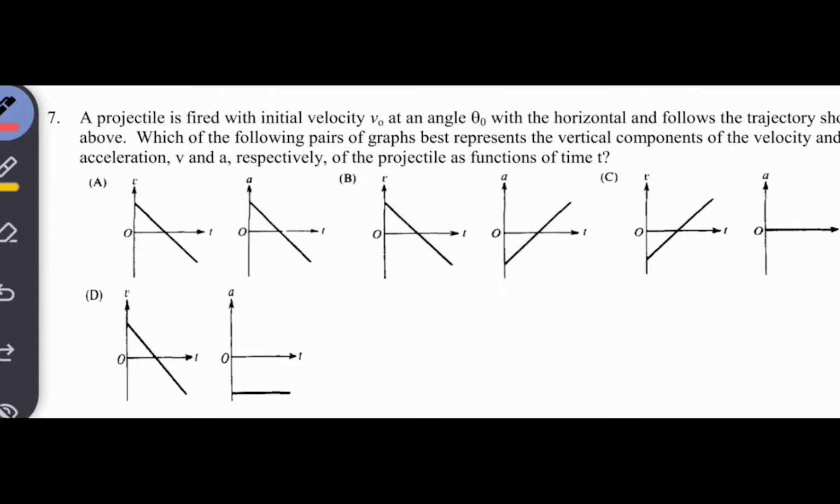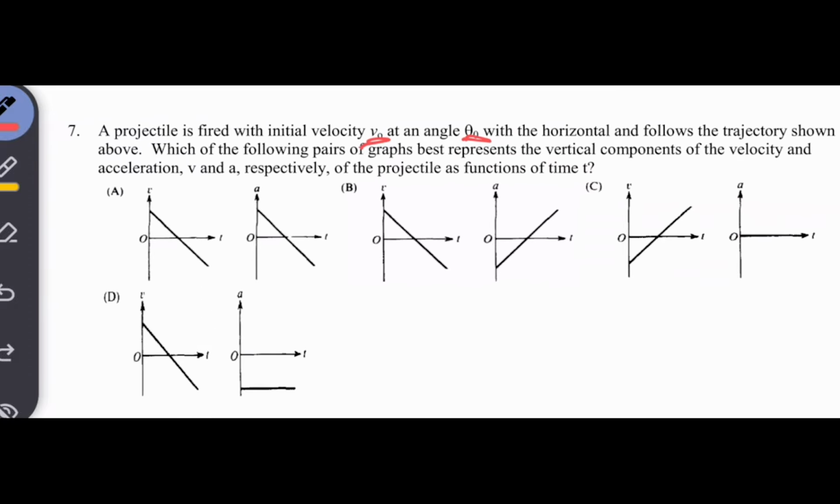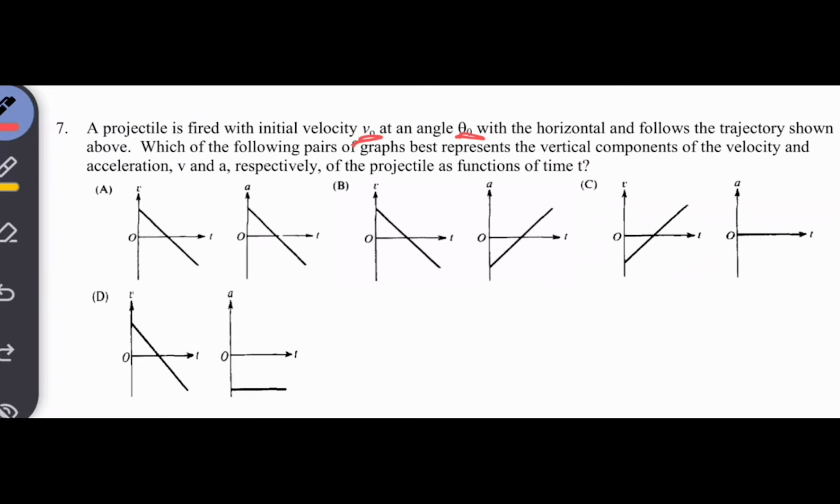A projectile is fired with initial velocity v initial at an angle theta initial with the horizontal and follows the trajectory shown above. Unfortunately guys, I just want to let you know that we do not have a graph above, but we'll be able to still solve the problem. Which of the following pairs of graphs best represents the vertical component of the velocity and acceleration, v and a, respectively, of the projectile as a function of time?